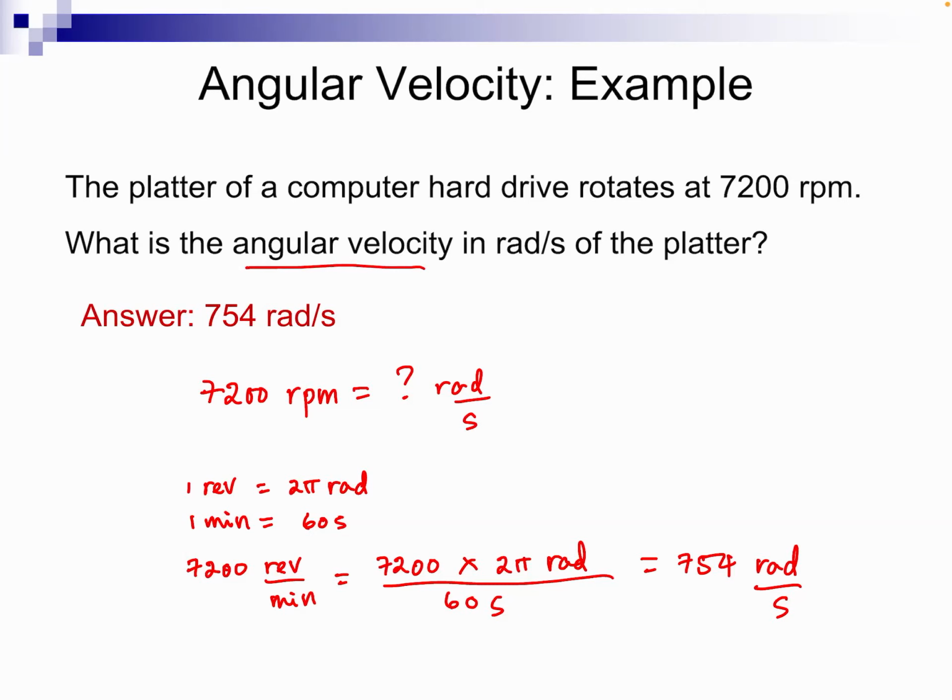And so revolutions per minute, or RPM, is also referring to angular velocity, just not in the standard or SI unit that you want. You can also say rad s^-1, or another acceptable unit is just s^-1.